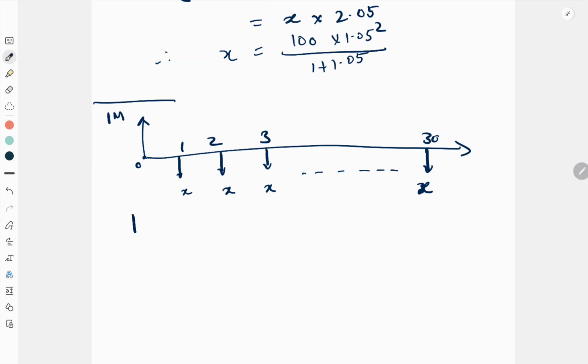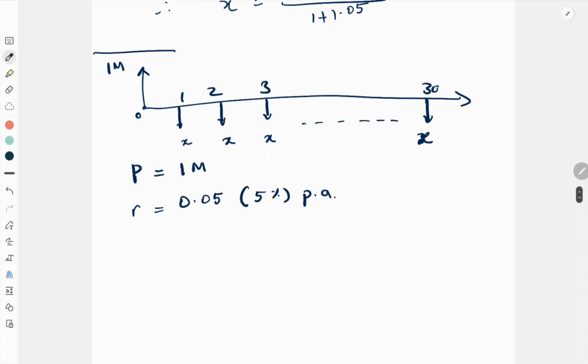So I'm just going to introduce some notation here. Principal is $1 million. I'm going to drop the dollar. Rate of interest is 0.05, which is the same as 5% per year, per annum. I'm going to introduce a notation G, which is the growth rate, which is basically 1 plus R, which is 1.05. So if you start with $1, this is the amount to which you will grow at the end of 1 year.